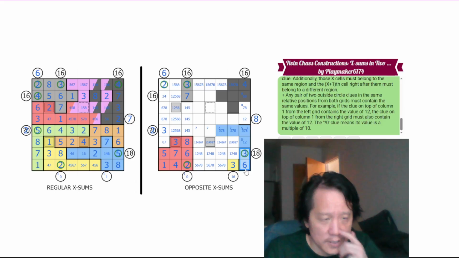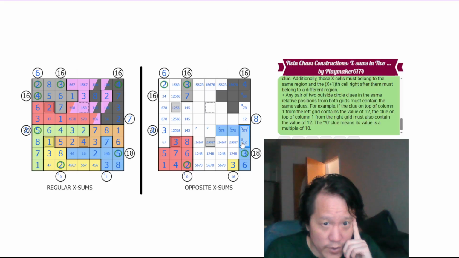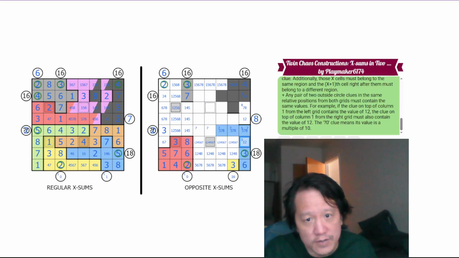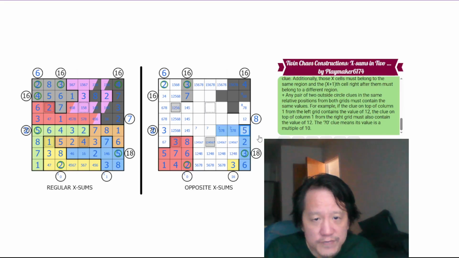This adds up to 9, so these two must add up to 7. 9 plus 7 is 16. So therefore this would be 2. This would be 5. That would be 1. No 5 here. This again would be 4. So this would be 4 here.